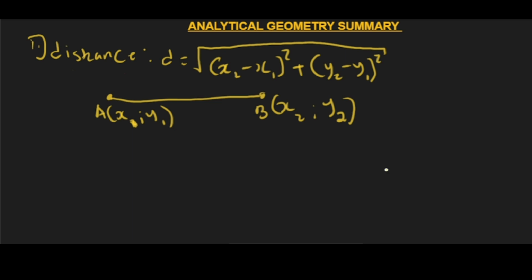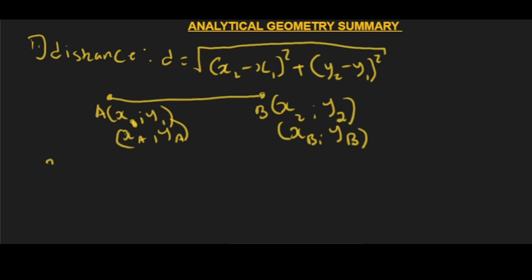Some will like to say xa or ya, which is perfectly fine as long as you know what you're doing and you know how you have marked your coordinates. Then you can say this one is xb and this one is yb, as long as you know what you are substituting. So you would use this formula to find the distance, or the length, between two given points.